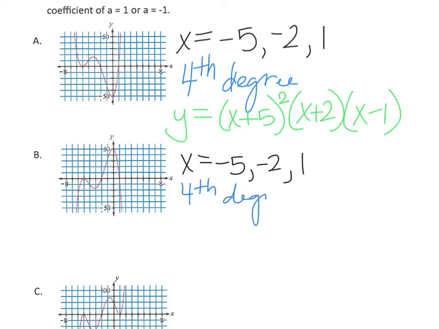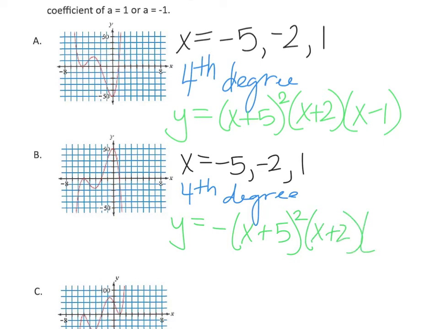And because double root, single, single together gives us 4 roots, then I have a 4th degree. However, this time, even though my end behaviors both pointed in the same direction, they're both pointed down. That means a is -1. So to write my equation, y is equal to -1 times my double root, x plus 5 squared, times my single root, x plus 2, times my single root, x minus 1.